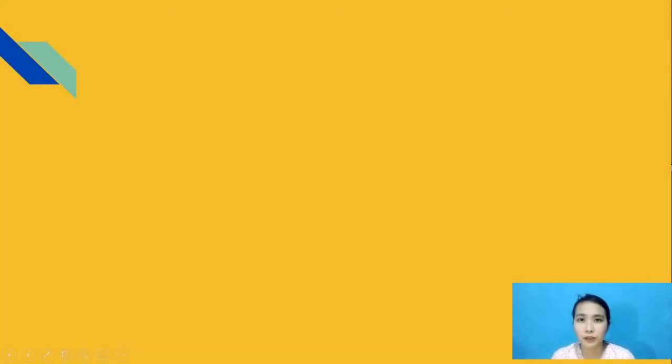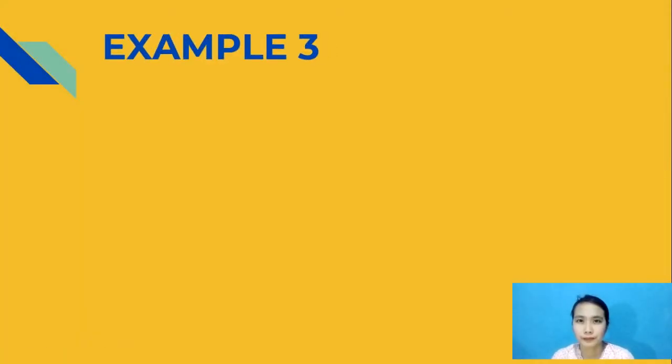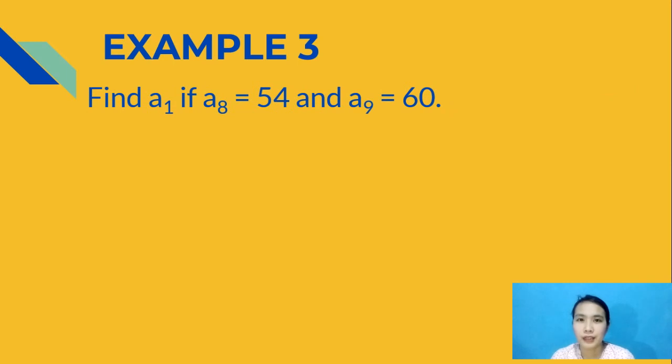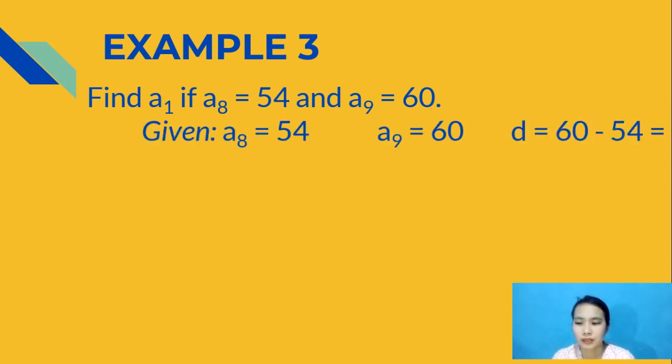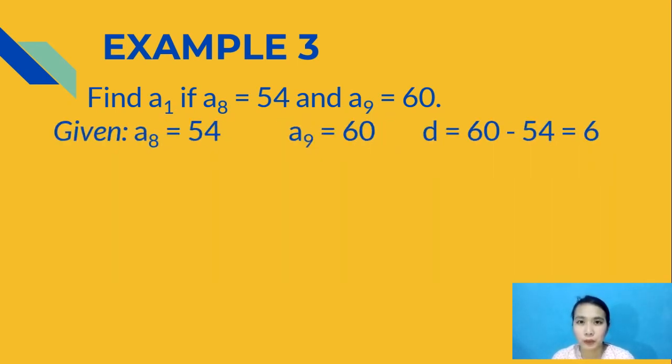Let us have example number 3. Find a sub 1 if a sub 8 is equal to 54 and a sub 9 is equal to 60. What are the given? A sub 8 is equal to 54, a sub 9 is equal to 60, and the common difference can be obtained by subtracting any two consecutive numbers. Since the given are a sub 8 and a sub 9, we can now subtract these two numbers. That's why we have 60 minus 54 is equal to 6.